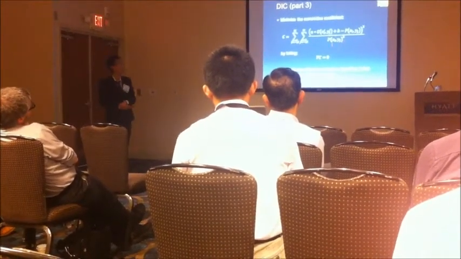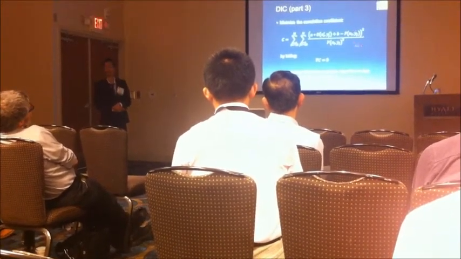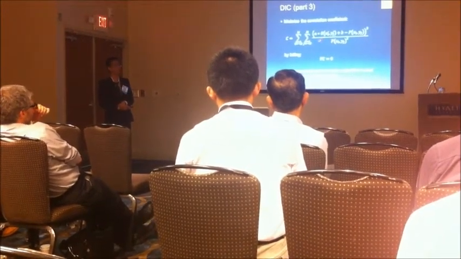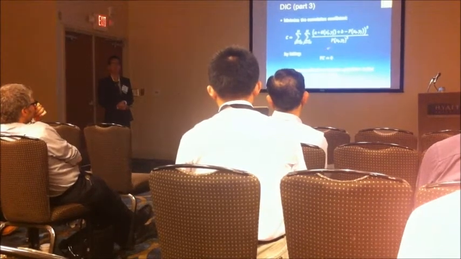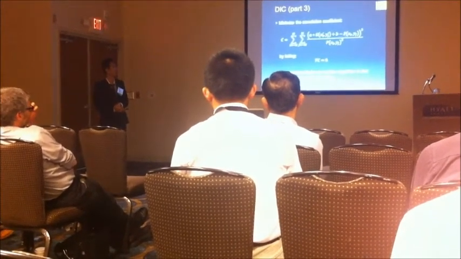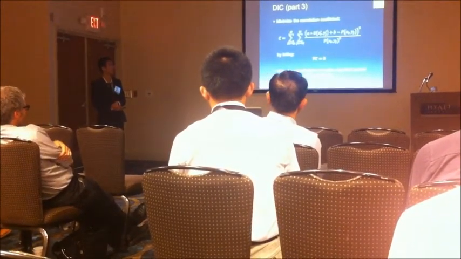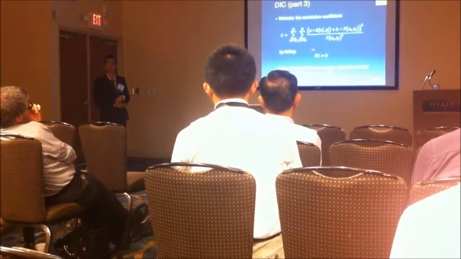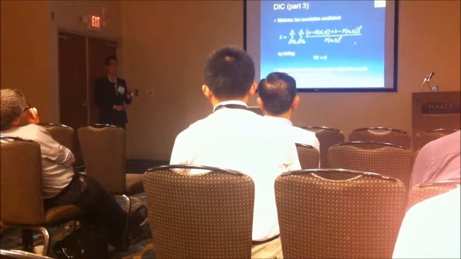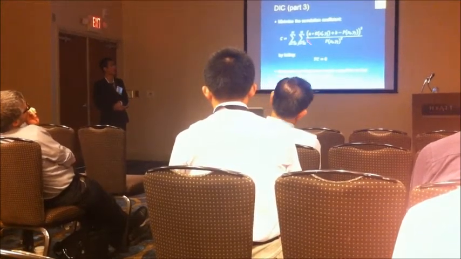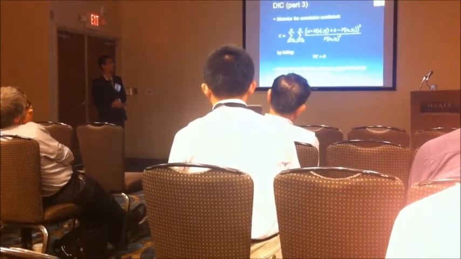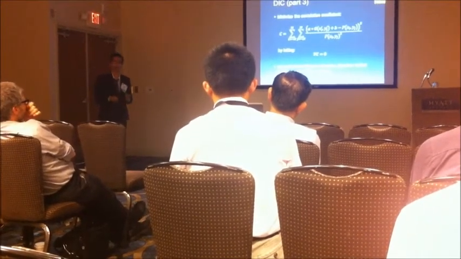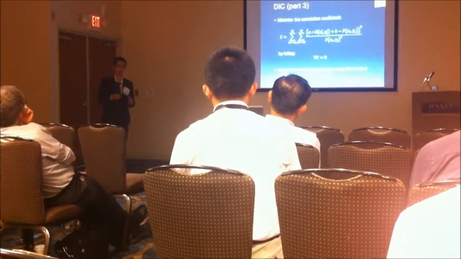And if F is the pixel intensity in the reference image, and G is the pixel intensity in the target image, then this will represent the difference of lighting pixel intensity between the 2 images. We introduce A and B. This is the lighting scale and lighting offset, so that our algorithm will be invariant to the lighting.